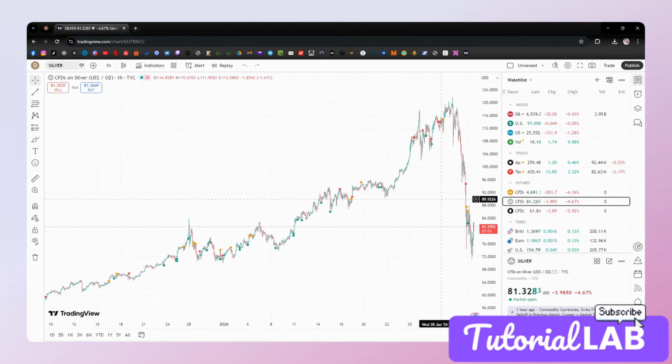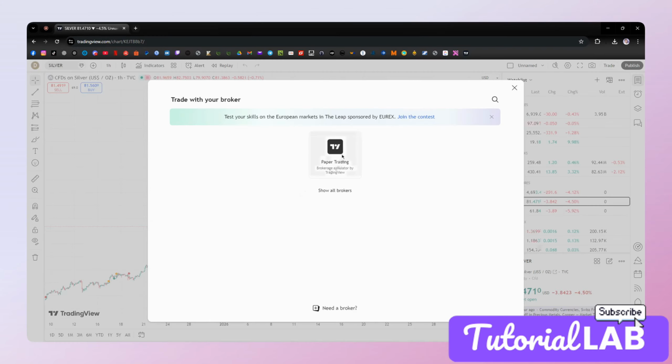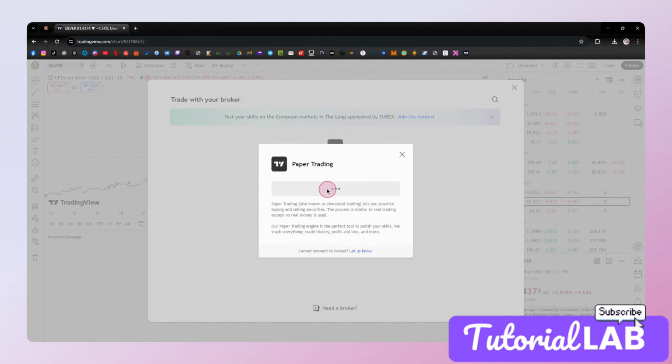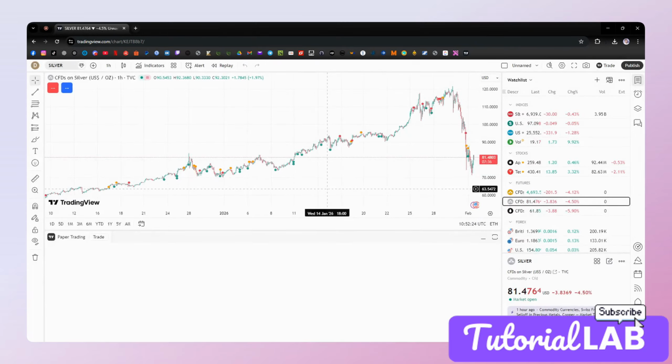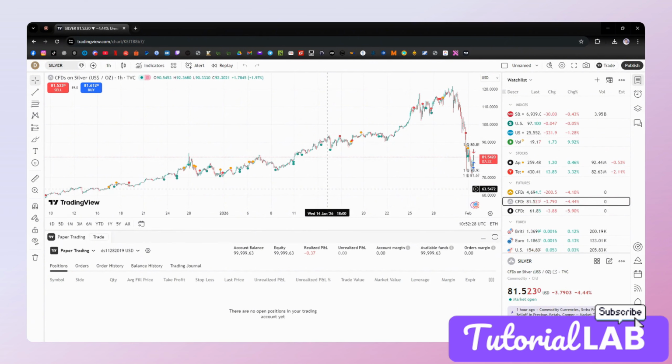To set a stop loss, we first need to connect our trade to paper trading. This is also called demo trading. It lets us practice trading for free without risking real money. Now, once we're logged into paper trading, we can move on to setting the stop loss.